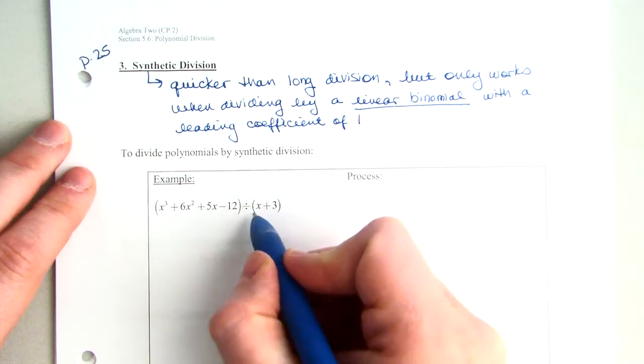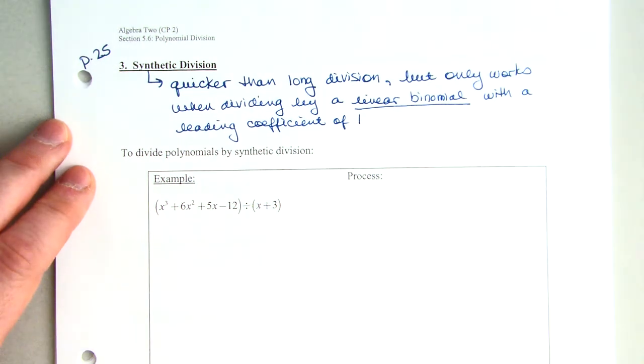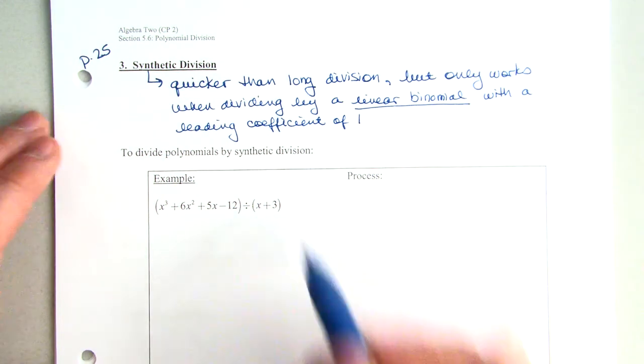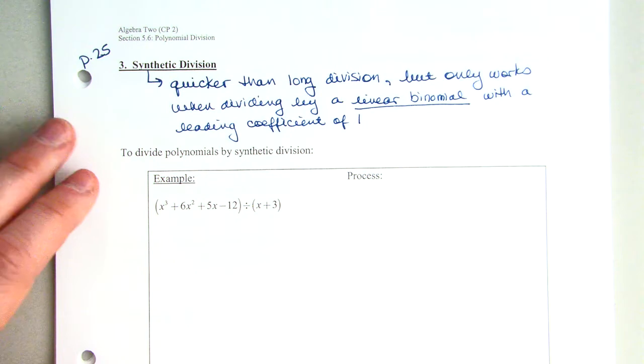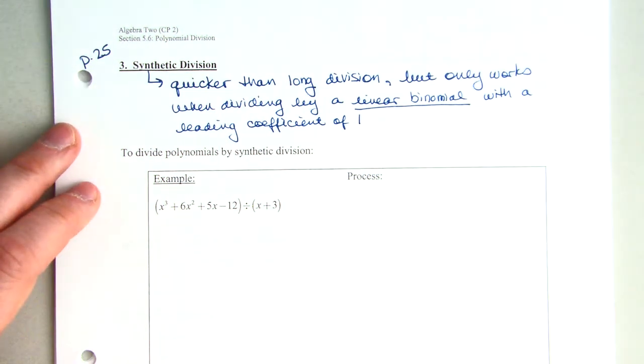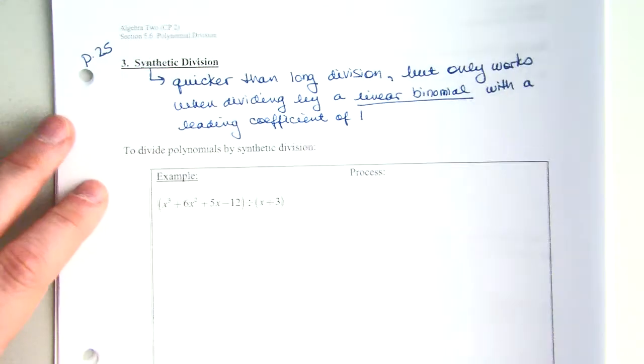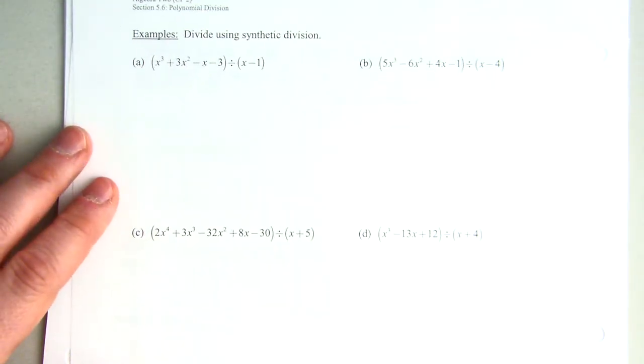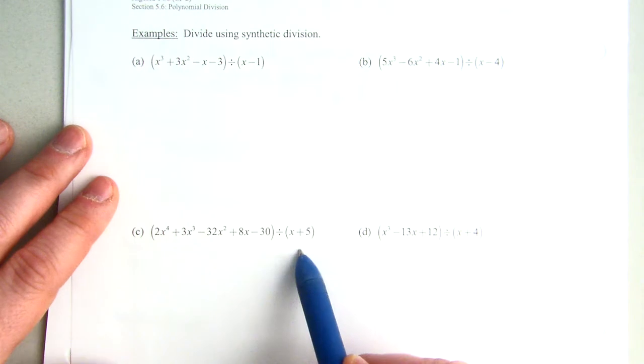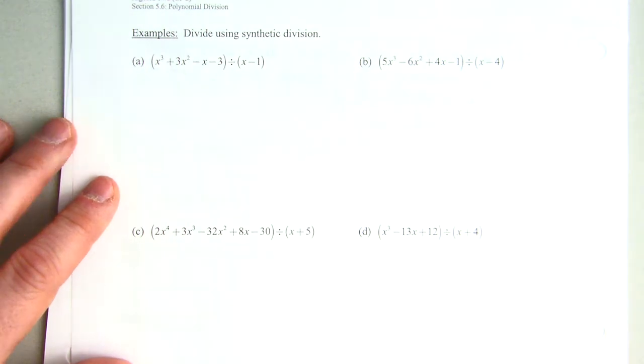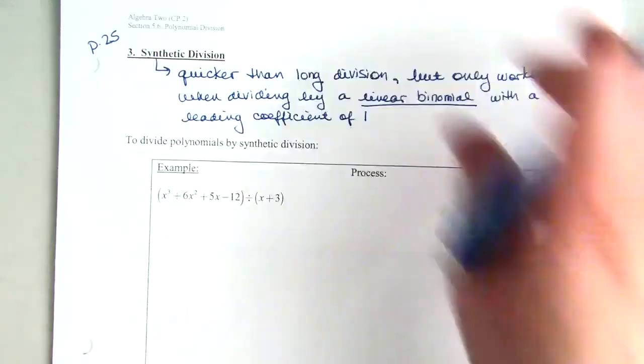Linear, remember, means our highest power is just 1. Binomial, two terms, we've got an addition problem in the middle. Leading coefficient of 1, I see a 1 before the x squared over there. Take a moment, turn to page 26. Look at what you're dividing by in every single problem. x minus 1, x minus 4, x plus 5, x plus 4. Linear binomials with a leading coefficient of 1.